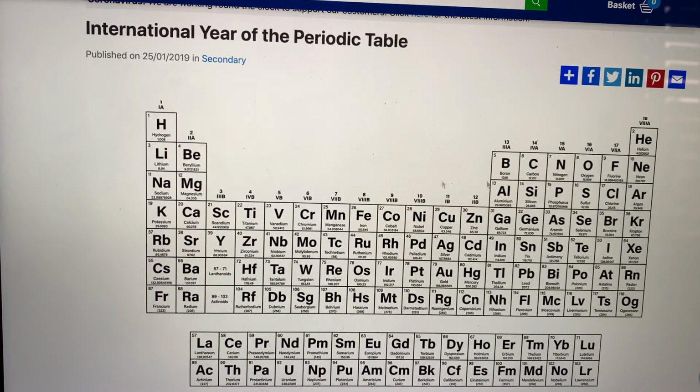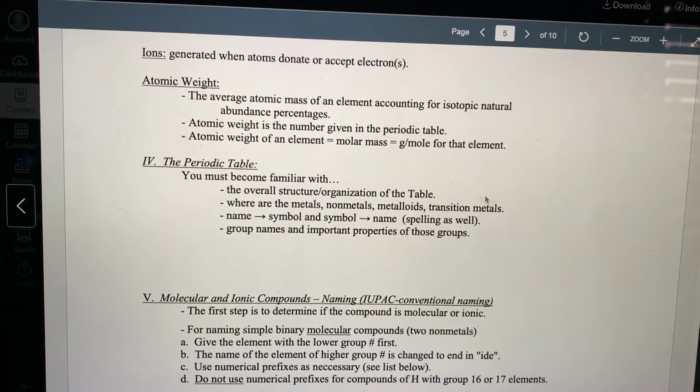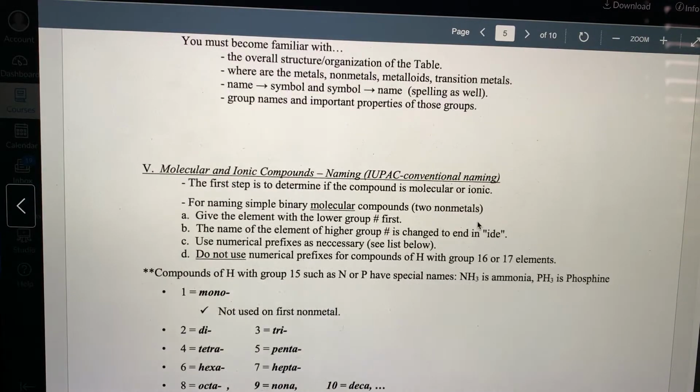Then you also have periods, which go by rows. There's a line right here that separates the metals on the left side and the nonmetals on the right side. Those should be a good review as well, but that's not our main focus here. So that's the first part of these chapters.